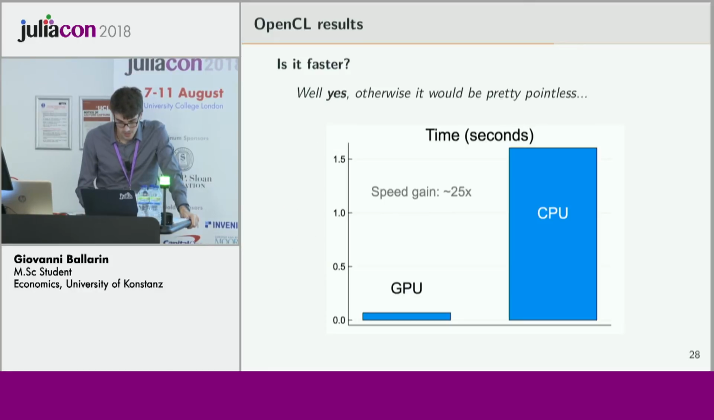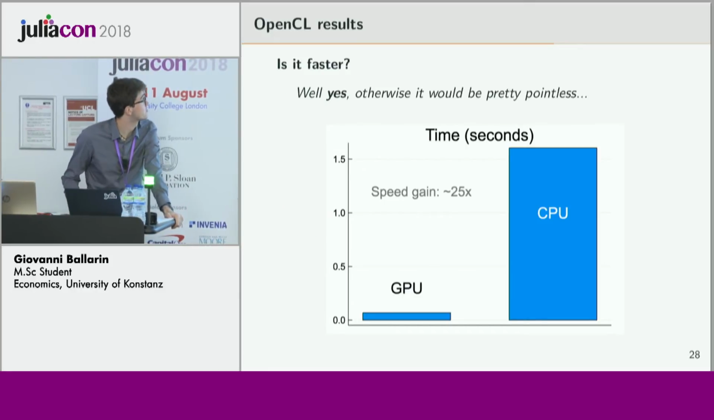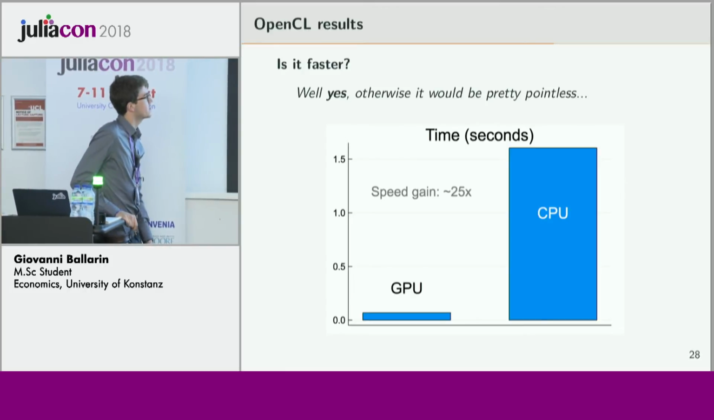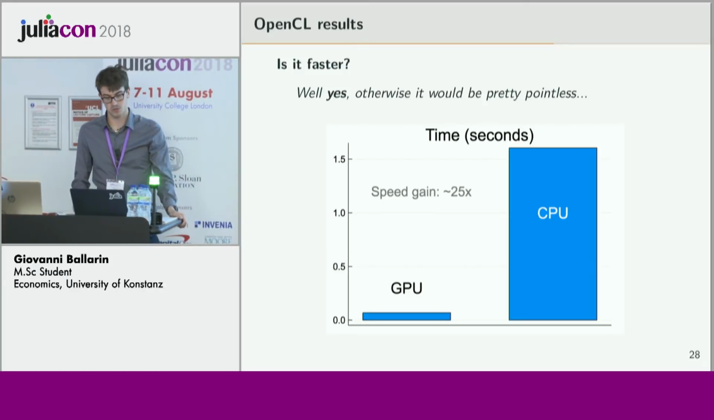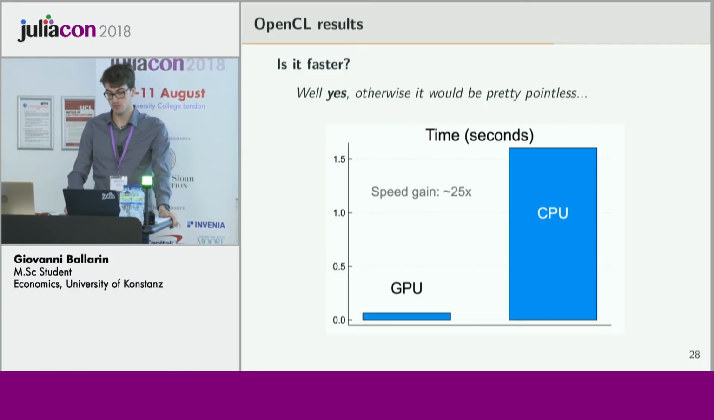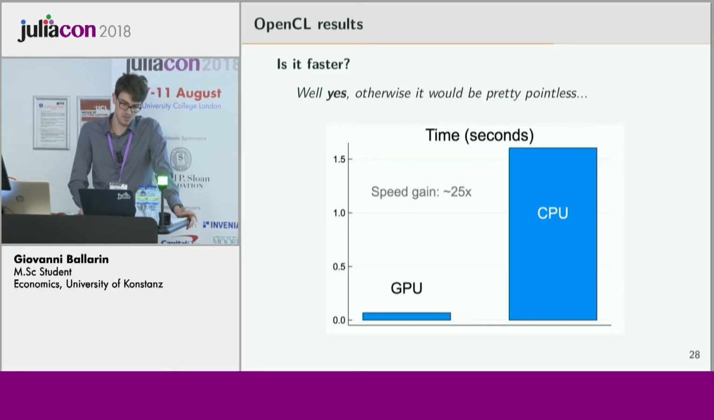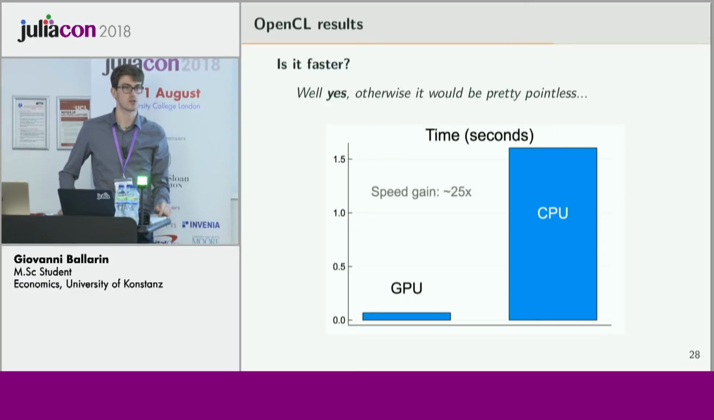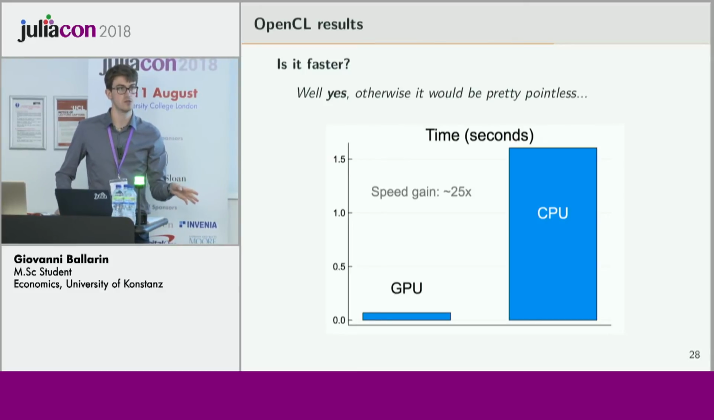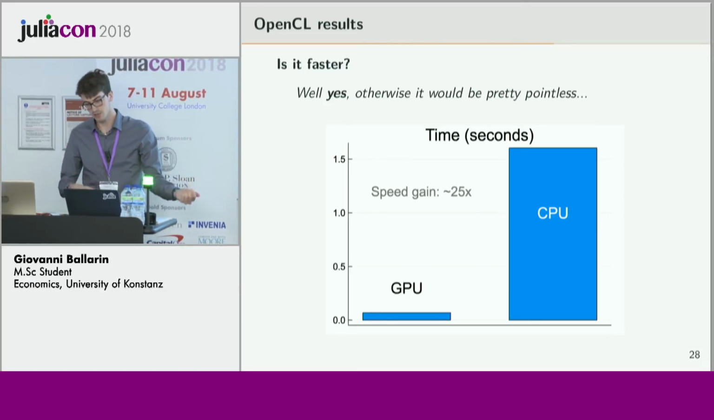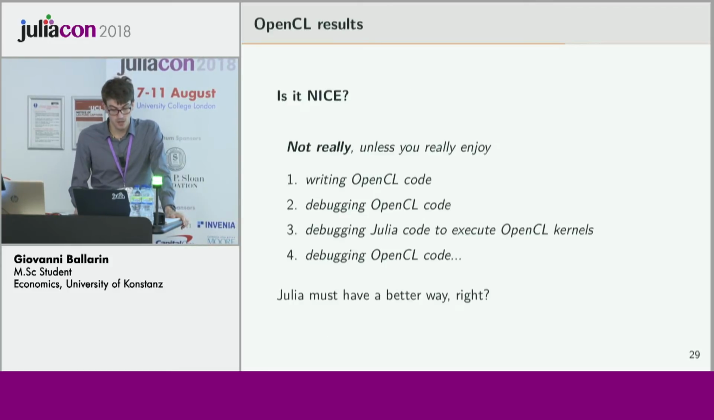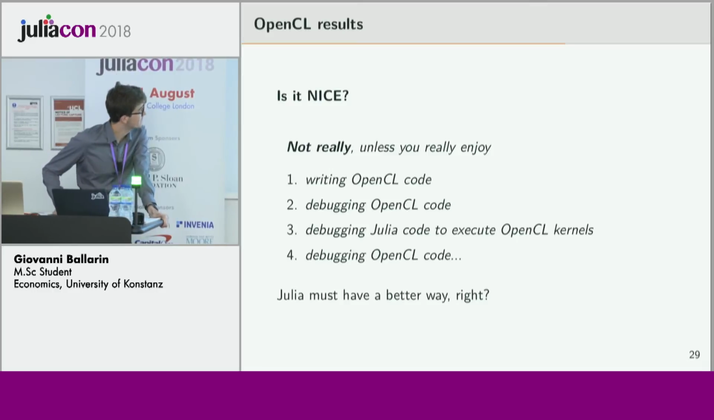Oh, sorry. Is it faster? Well, yes, of course. If we're here, I mean. It's 25 times faster, which, I mean, the scale of the problem is very small, so returns are not going to be super duper returns, but it's faster. And this is run the second time, because the first time you incur the fixed cost of moving stuff to the GPU, compiling the kernel, et cetera, et cetera. So, yeah. Is it nice? No.